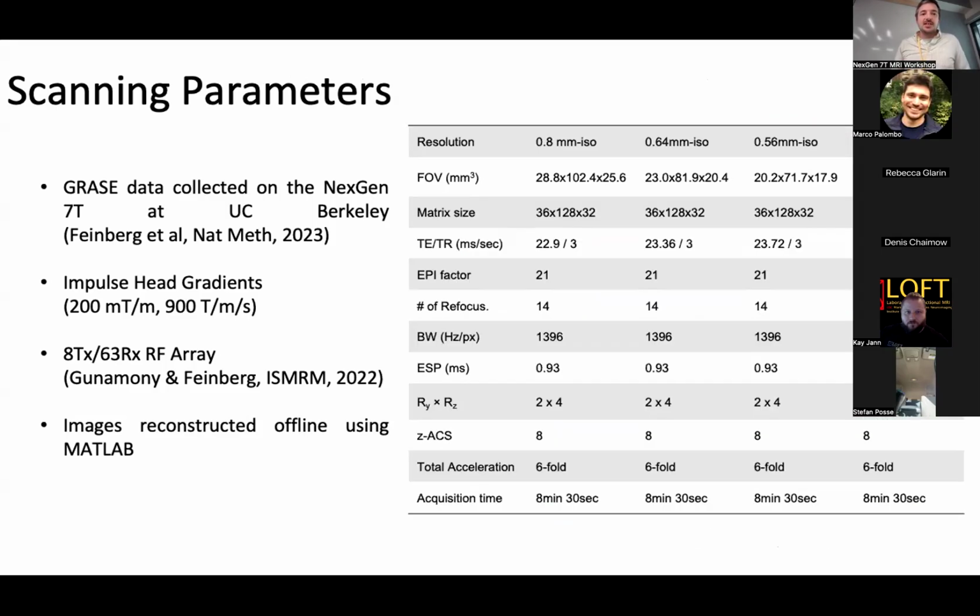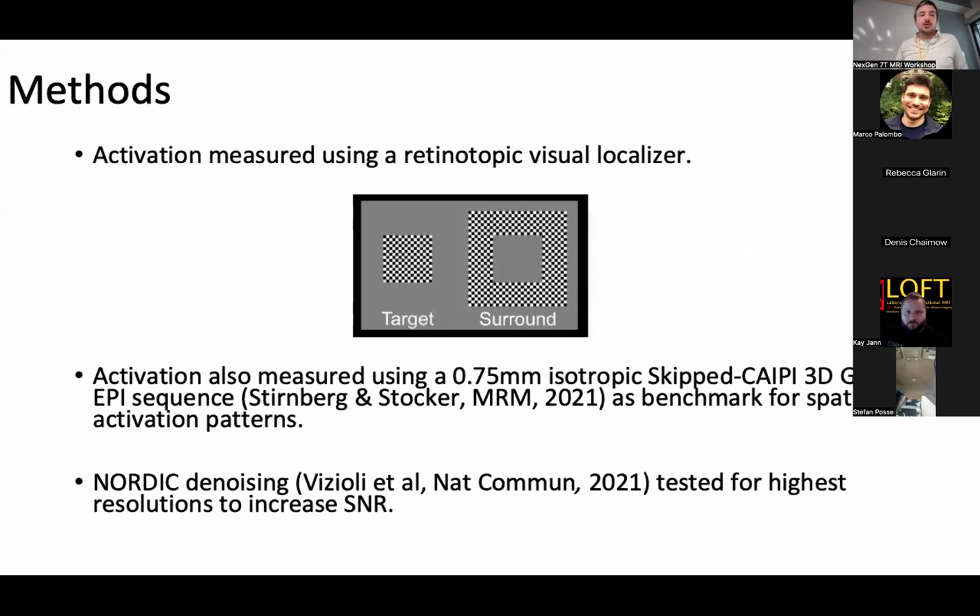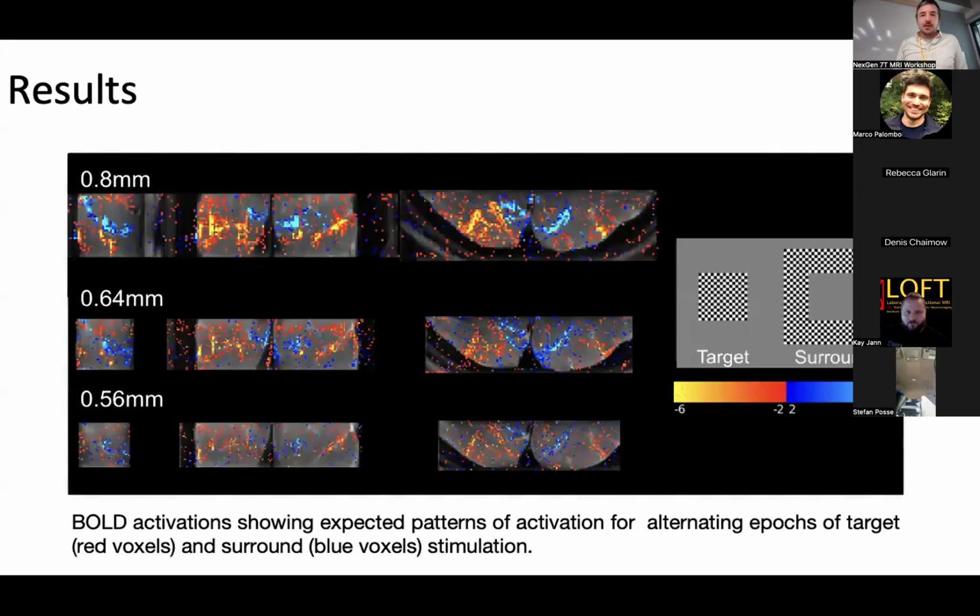And so we did some testing at various different resolutions, 0.8, 0.64, 0.56, and also down to 0.48. And we wanted to see how far we could push the resolution down and still have usable data. And just as a quick test, we used a retinotopic visual localizer. So we were just looking at the difference between target and surround activation. So we'd expect to see this activation retinotopically organized in V1. And so we just wanted to see whether we could resolve these kind of signals. And we can.